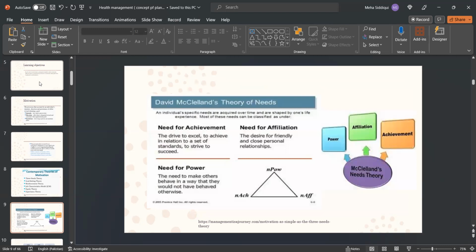First is David McClelland's theory of needs. It means that an individual's specific needs are acquired over time and are shaped by one's life experience, and most of these needs can be classified. So it consists of three main needs: need for achievement, need for power, and need for affiliation. Need for achievement is the drive to excel, to achieve in relation to a set of standards, to strive to succeed. The person who has a need for affiliation has a desire for friendly and close personal relationships. And the person having a need for power has the need to make others behave in a way that they would not have behaved otherwise.